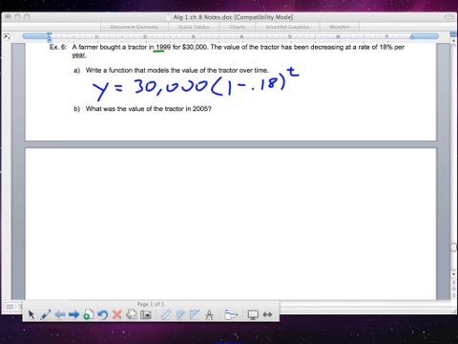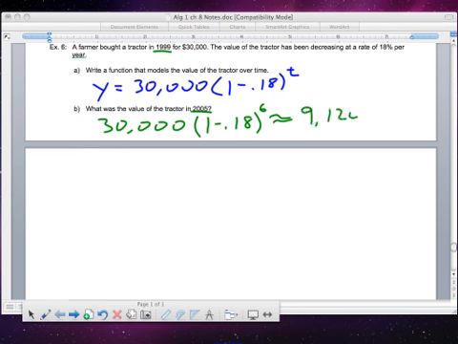Well, from 99 to 05 is 6 years. And so we do 30,000 times 1 minus 0.18 raised to the 8th power. And I'm sorry, not the 8th power, the 6th power. From 99 to 05 is 6. And so that tells me the value of the tractor is now 30,000 times 1 minus 0.18 raised to the 6th power. The tractor is now worth $9,120.20. So you'll see that this tractor has depreciated in value a lot over the course of time.